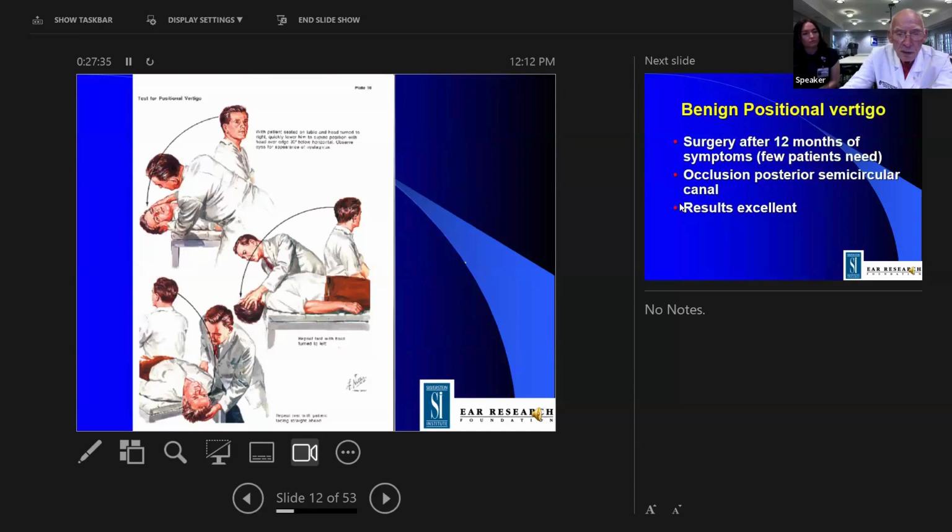So this shows the position again, one side for 1 minute and then the other side, and then with the head back. And then we have the patient roll over also.